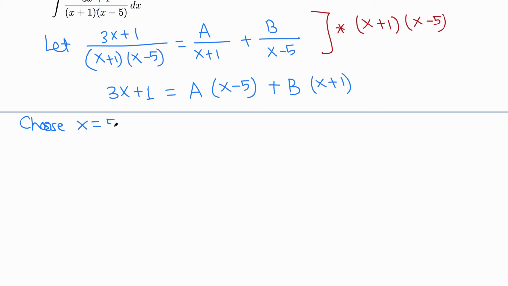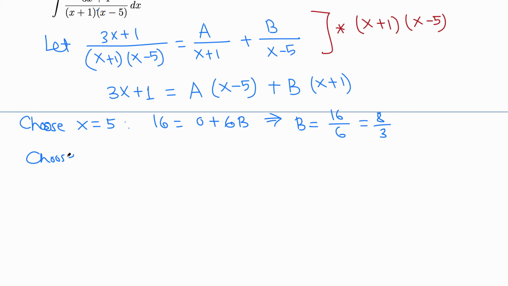So let's choose 5. Then 3 times 5, 15 plus 1, 16 equals, 5 minus 5 is 0, so this is nothing, 5 plus 1, 6, B. So we have 6B equals 16. So B equals 16 over 6, and it goes 2 times, which is 8 over 3.